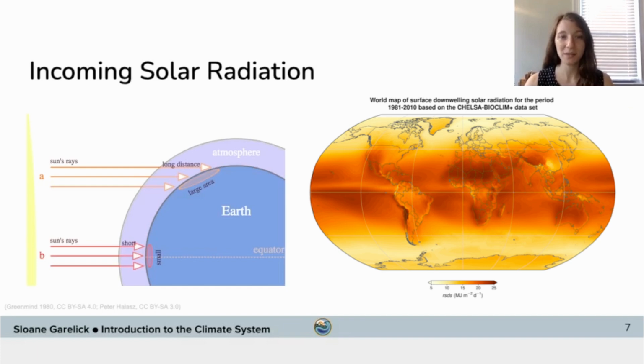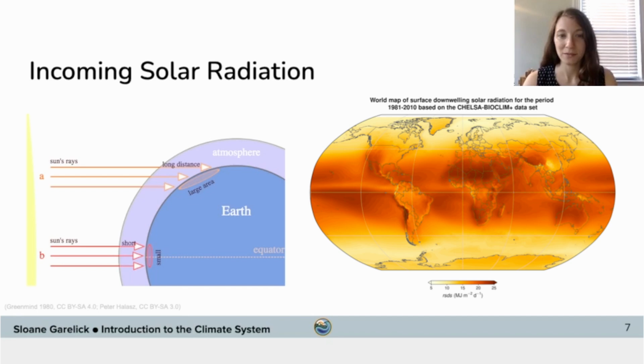The amount of incoming solar radiation that reaches Earth's surface varies with latitude. The incoming solar radiation at the equator is more direct than at the poles, and this results in a large-scale difference in the distribution of incoming solar radiation, as seen in the map on the right, with more energy at the equator and less at higher latitudes.